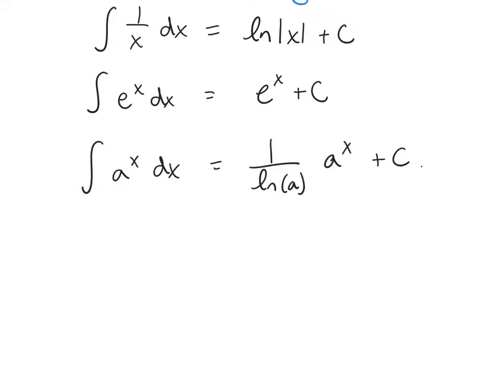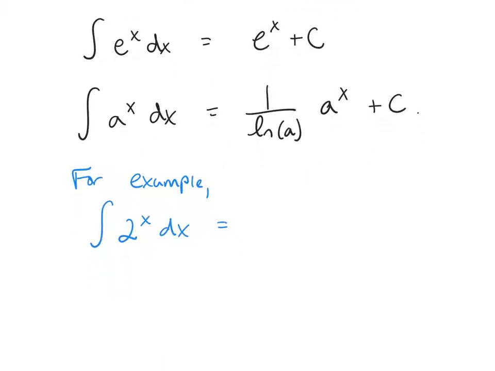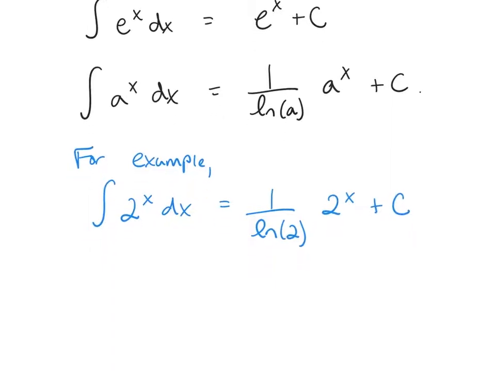Let me give you an example. Let's say we want to find the integral of 2 to the x dx. This would be 1 over ln 2, times 2 to the x, plus c. Here we're using a as the value 2.